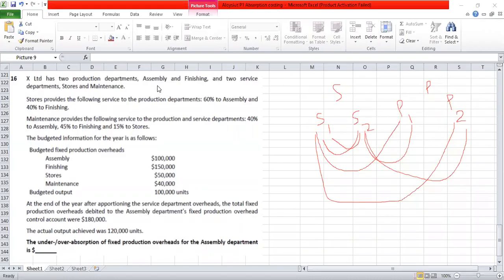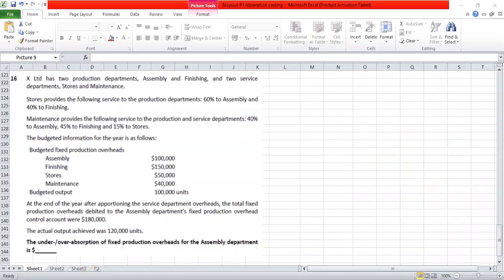Stores, what are the service departments, what are the production departments? Let me clearly write that first. This is question number 16. From this information, what we understand here is there are two production departments.